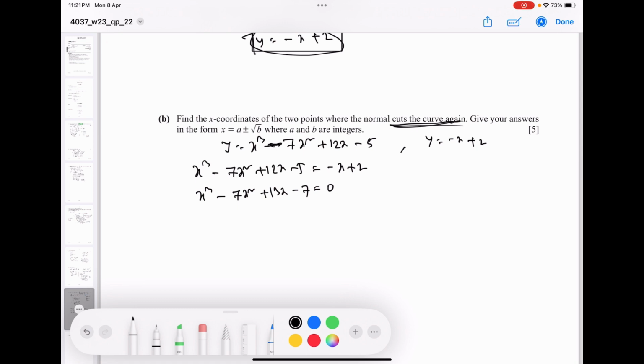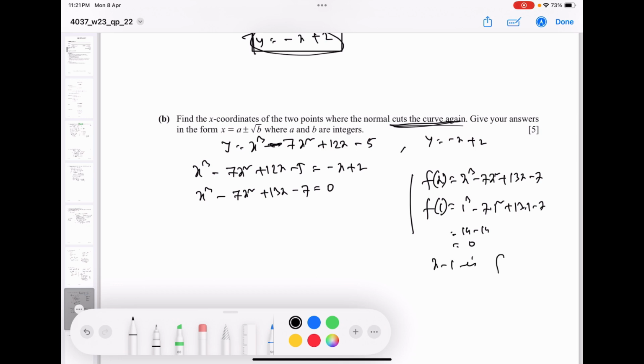Okay, how can we factorize that? We can use the remainder and factor theorem. Let me consider f(x) equals x cubed minus 7x squared plus 13x minus 7. Let me do this by the trial and error method. Let me substitute x equals 1: 1 minus 7 plus 13 minus 7, which is 0. So we can say that x minus 1 is a factor.